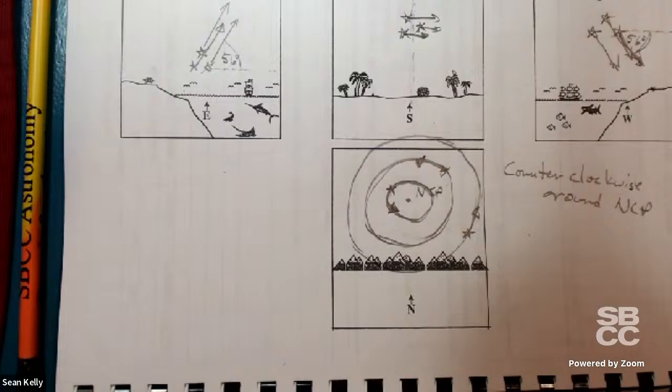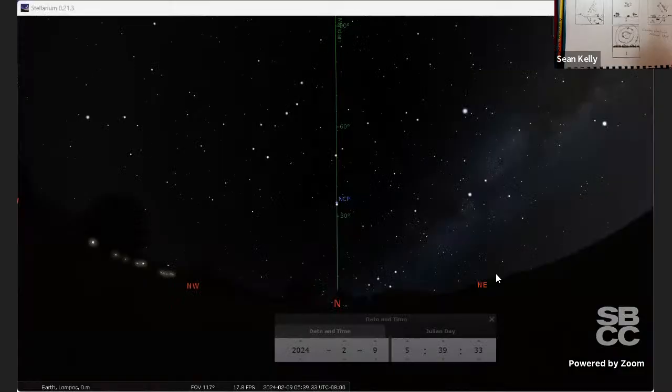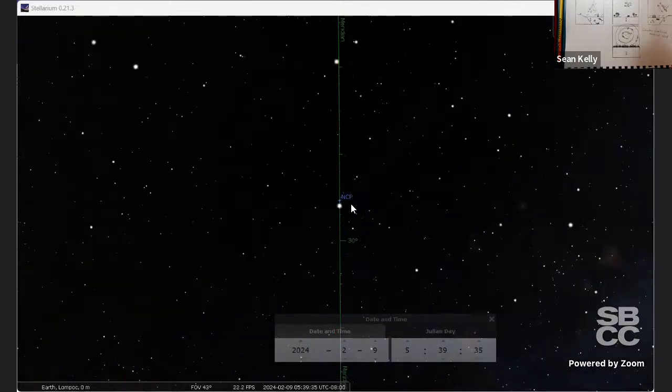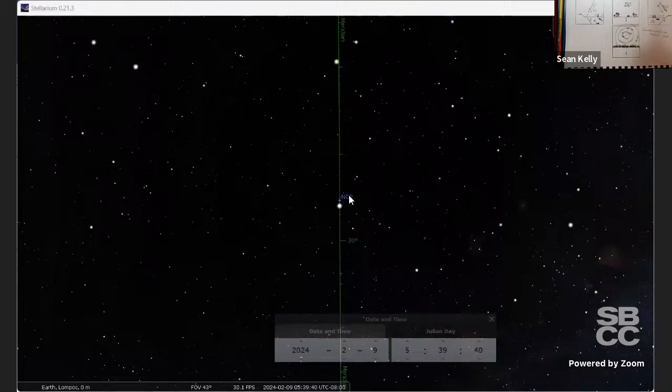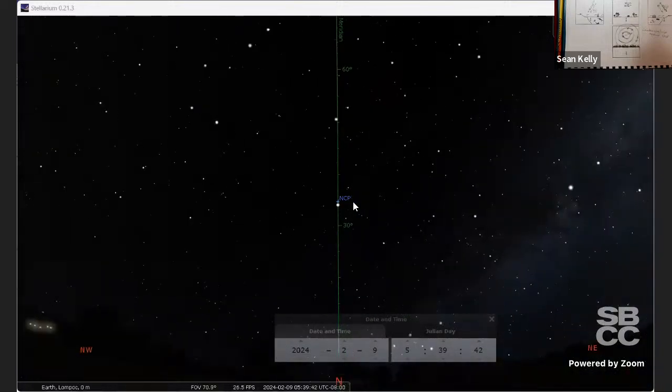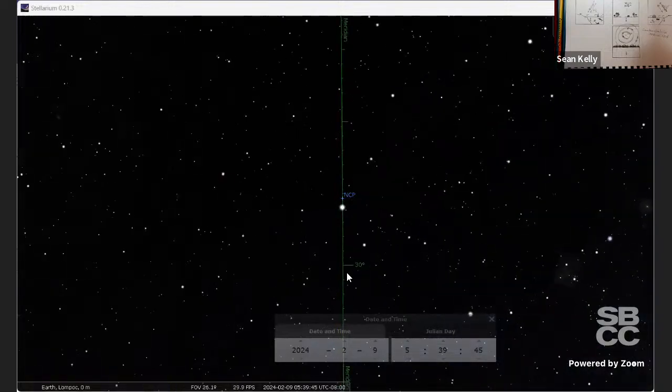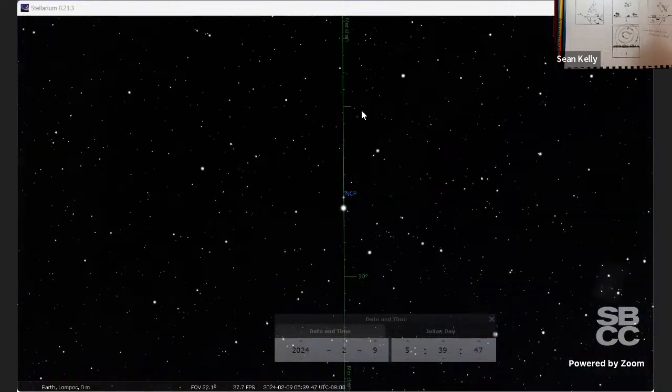Okay. So let's go back to our picture again, our Stellarium. And I want to highlight something very important about the NCP. If you look right here on this celestial meridian, this is 30, and this is 40. Can anybody tell me what the number is for the NCP? Approximately what number? 34.5, I guess. It's very close to 34 degrees.